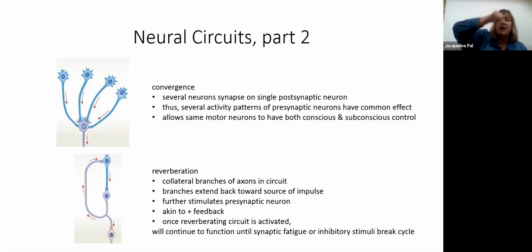And so not only will you have this part, but the other part of the axon is going to continue along its pathway. And so once you activate a reverberating circuit, it's going to continue until either, for instance, you run out of neurotransmitters, or all the neurotransmitter receptors are full, or you get inhibitory stimuli that break the cycle. So those are examples of neural circuits.